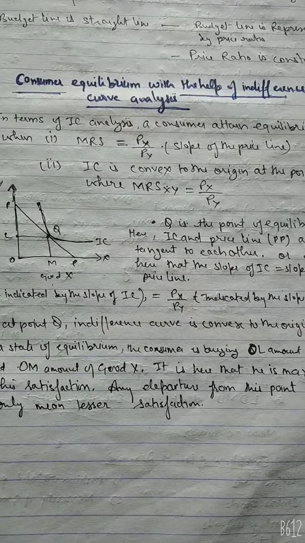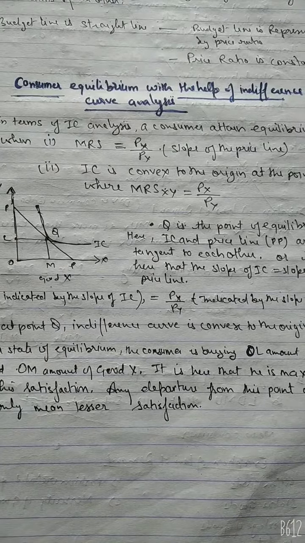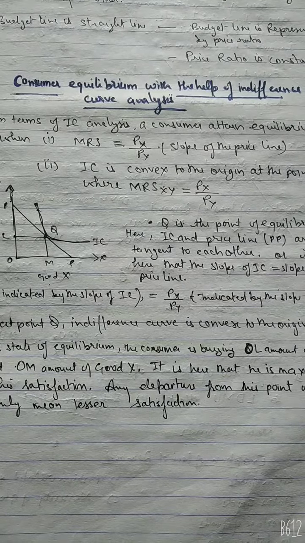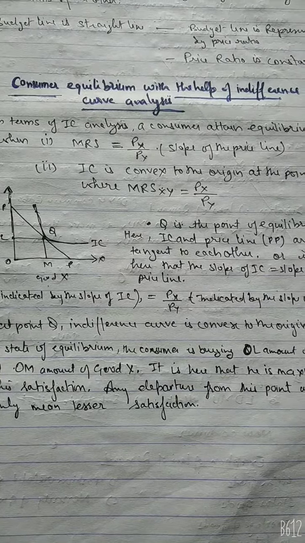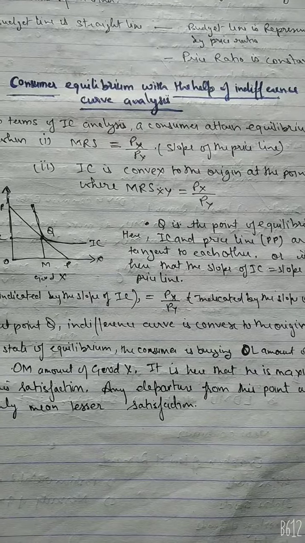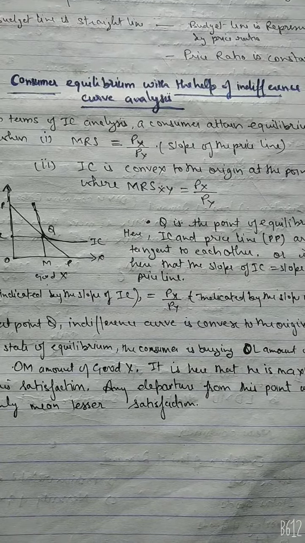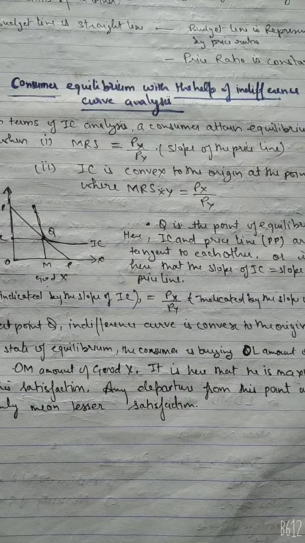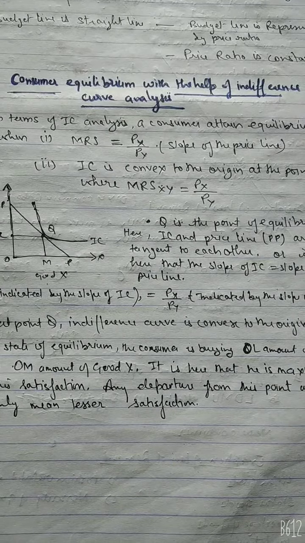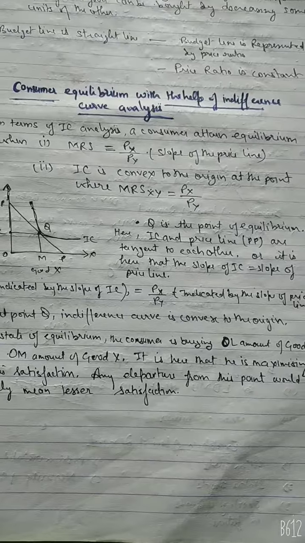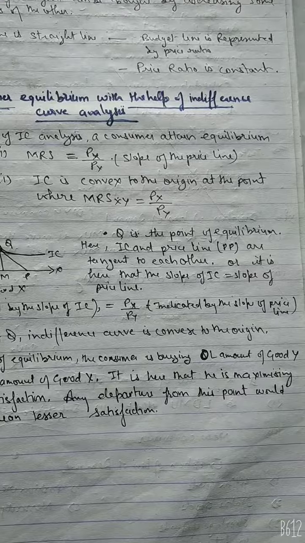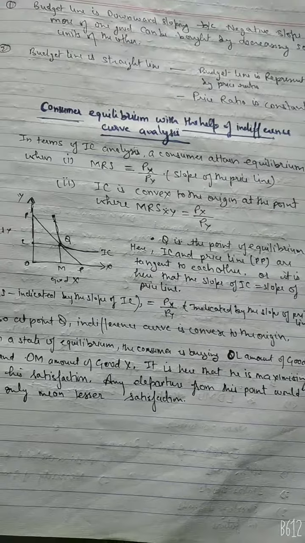Let there be two goods X and Y. MRS XY means the number of units of Y the consumer is willing to sacrifice for getting one extra unit of X. Px upon Py is the ratio of the prices in the market, which is also equal to the ratio of units of Y required to be sacrificed for getting one extra unit of X. So both the conditions need to be fulfilled to attain consumer equilibrium.